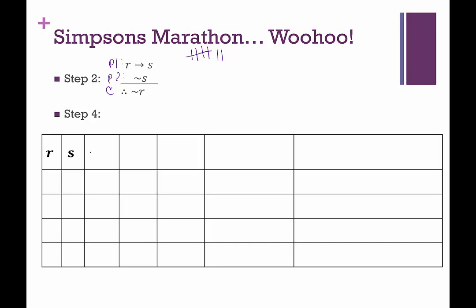And we already have R and S. I need not R, not S. I need premise 1, if R, then S. I need the conjunction of the premises, so I can say P1 and P2, or I can write it out. If R, then S, and not S. Then this one here is going to be premise 1 and premise 2, implies the conclusion. So that would be if R, then S, and not S, therefore not R. And I'm just going to label my things here. So here's premise 1 right here. Here is premise 2, and here is my conclusion.